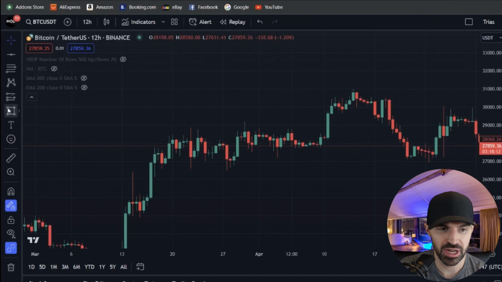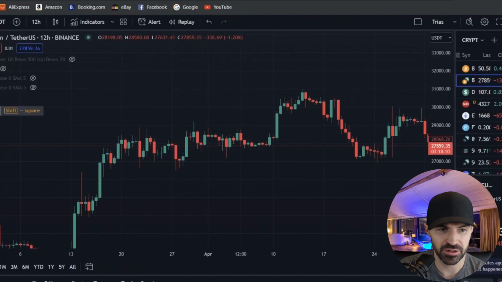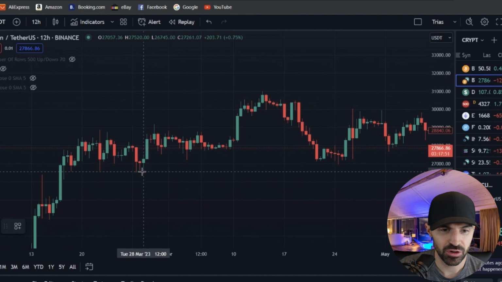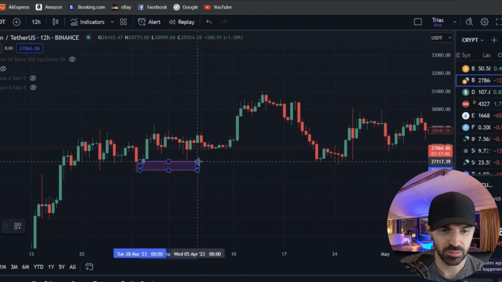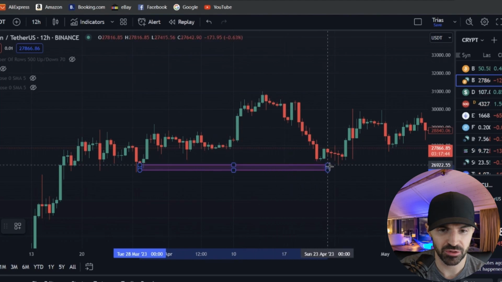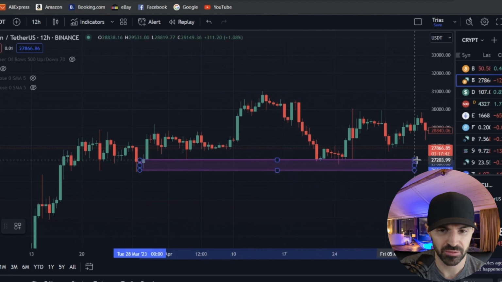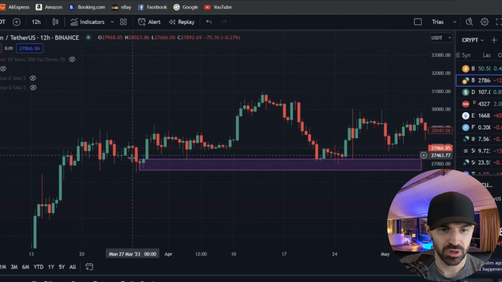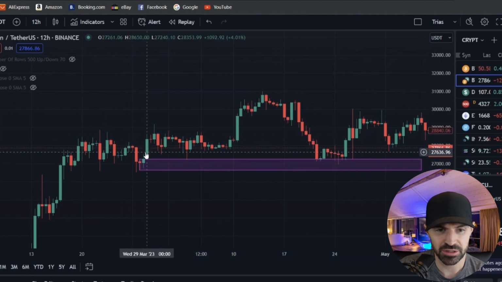So then you get your rectangle tool over here on the left hand side of the screen, and you draw from the bottom of that wick on that red candle up to the top, and then you just bring it right across. So as you can see, the price shot off here, moved upwards.